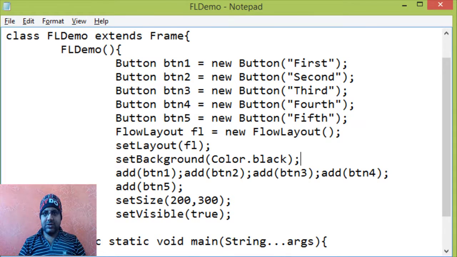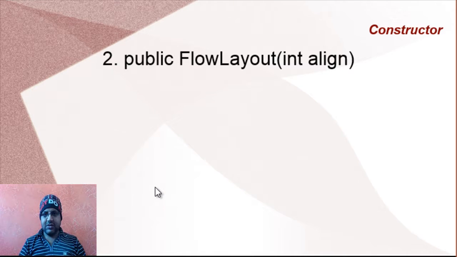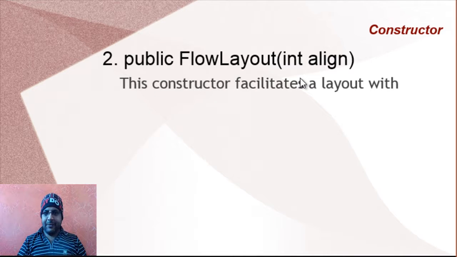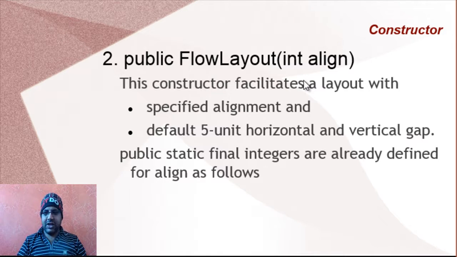So the next layout constructor is with the align as an argument, which facilitates us to change the alignment. The constructor facilitates a layout with a specified alignment and the default 5 unit horizontal and vertical gap, and how we will put the aligning value. There are actually some public static final constants given to set the alignment.